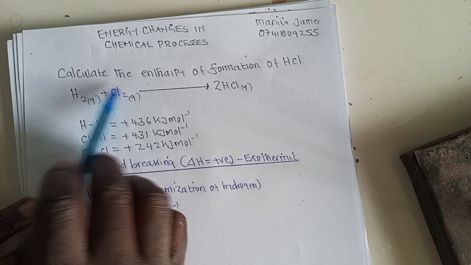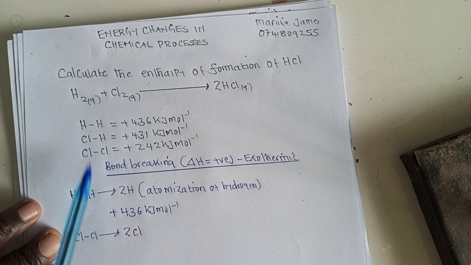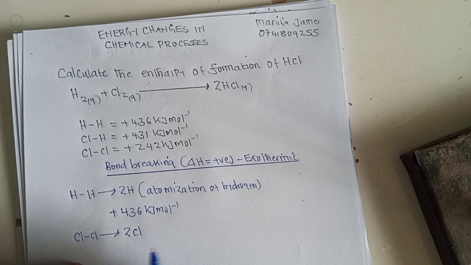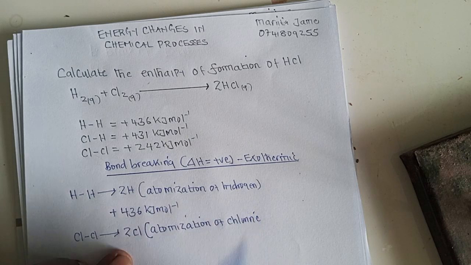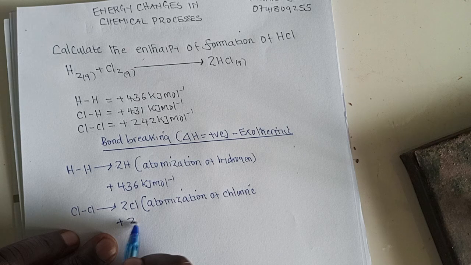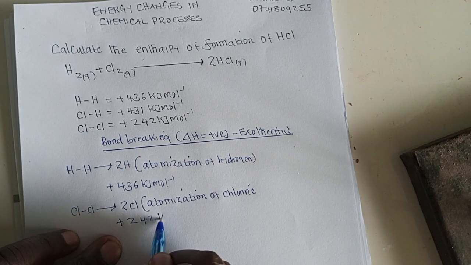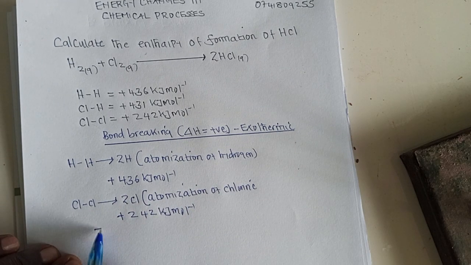Then we have chlorine molecules. We have a bond between chlorine, and this one is the atomization of chlorine, which is giving us positive 242 kilojoules per mole. Now you calculate the total energy.